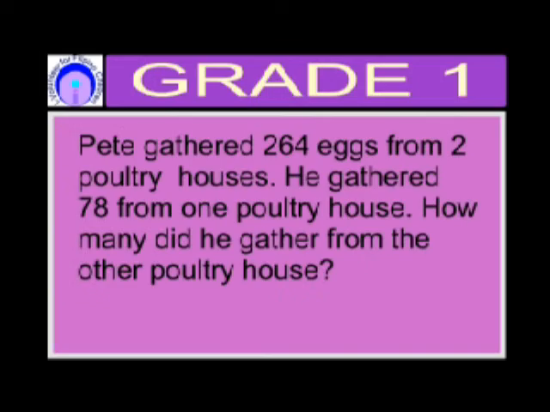Next question. Pete gathered 264 eggs from 2 poultry houses. He gathered 78 from 1 poultry house. How many did he gather from the other poultry house? Go!